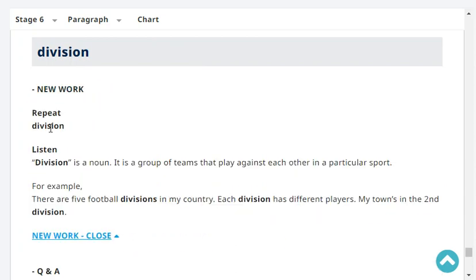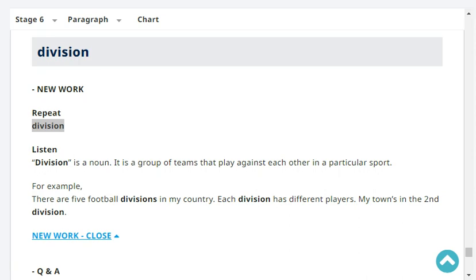Thanks. Repeat: division. Very good. Okay, listen. Division is a noun. It is a group of teams that play against each other in a particular sport. For example, there are 5 football divisions in my country. Each division has different players. My town's in the second division.